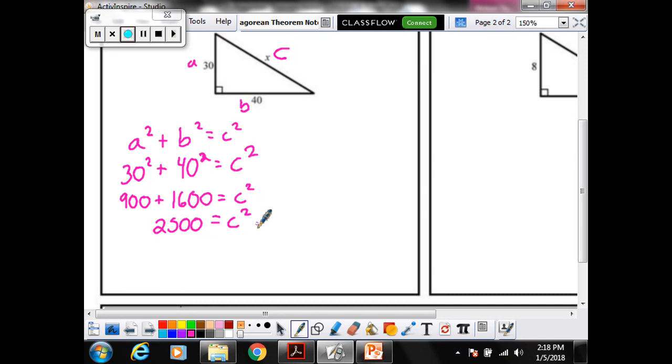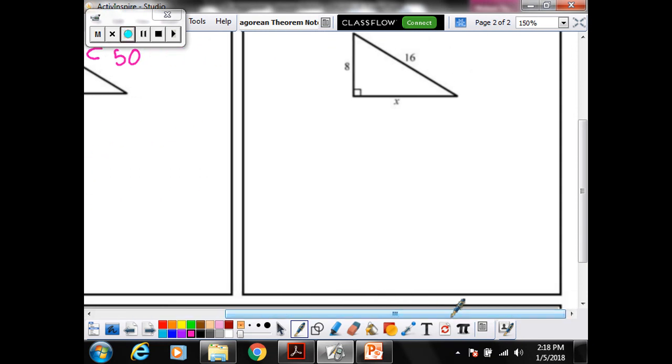So if we want to get rid of c squared and get c completely by itself, we need to do the opposite of squared. So the opposite of squared is taking the square root. So if we take the square root of both sides, c squared and the square root cancel each other out, and it gives us just c by itself, and then the square root of 2,500 is 50. So then, in this problem, the length of our hypotenuse, or c, was 50 inches, 50 feet, whatever units that we're using.